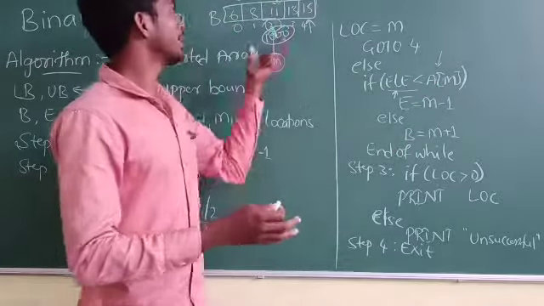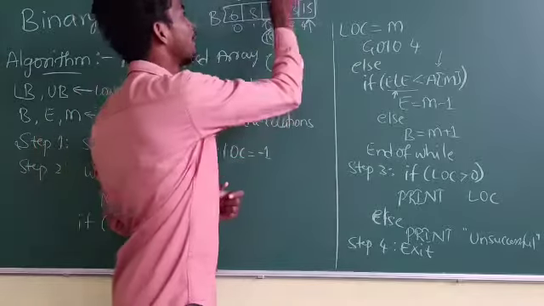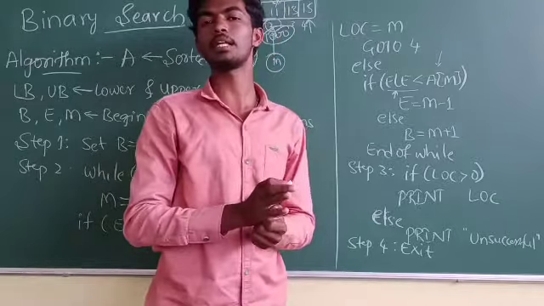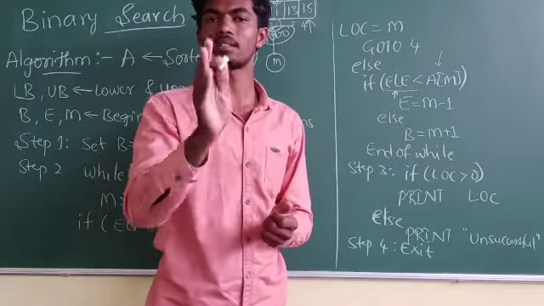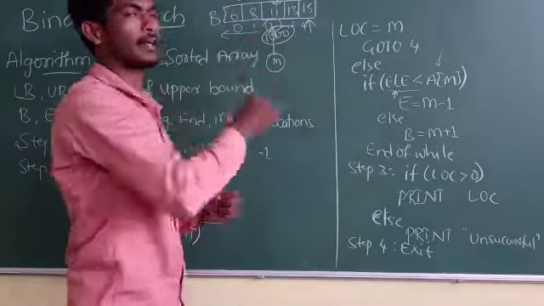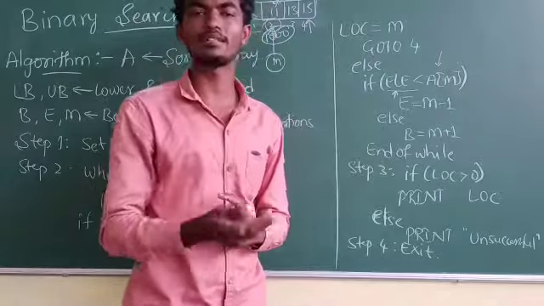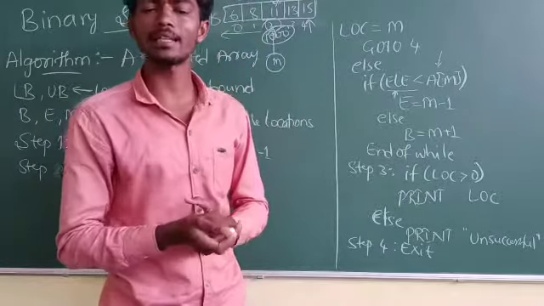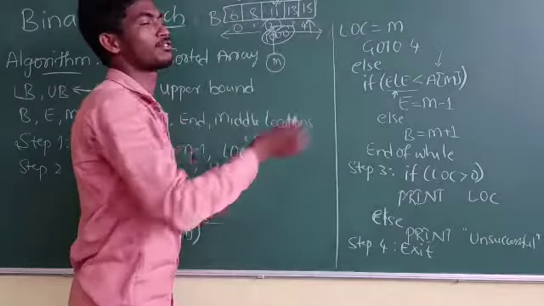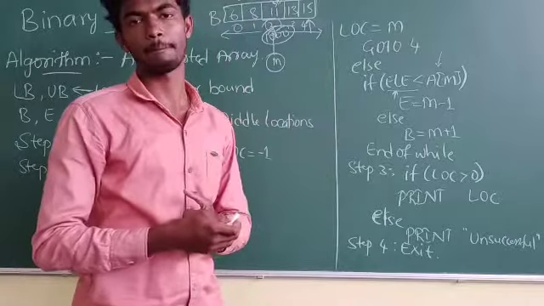Then absolutely it is in ascending order. We have the middle element, and if the searching element is less than the middle element, the searching element may reside on this side of the array. Otherwise, if it is greater than the middle element, it will reside on the right side of the array. That is the case for an ascending order array.